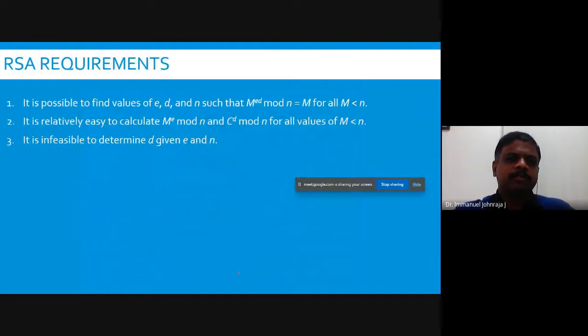Okay, so what's the requirement of the RSA algorithm? It is possible to find values of e, d, and n such that m power ed mod n is equal to m for all m. You should be able to find out, which means the calculation should be simple. It is relatively easy to calculate m power e mod n and c power d mod n for all values. It is infeasible to determine d given e and n. Given the value of e and n, you cannot deduce the key d, n. So this is the requirement of RSA, right?